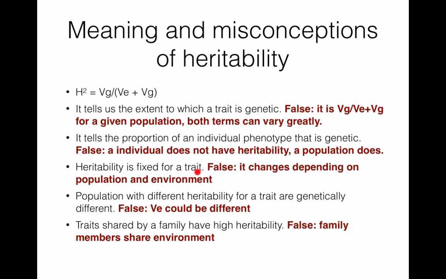Heritability is fixed for a trait. Again, misconception. It changes depending on population and environment. This is almost a repetition of this one. And then here, populations with different heritability for a trait are genetically different. Again, this is false. It is not so. The environment could be different. They could have hugely different heritability, but just be in a different environment. And then traits shared by a family have high heritability. That's not so. Family members share environment, and therefore they would be equally affected.